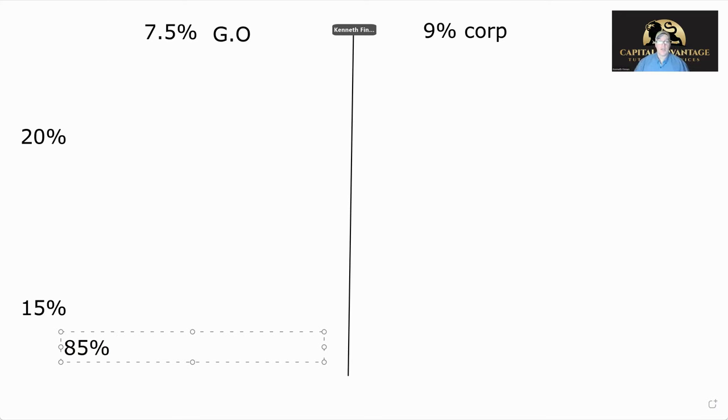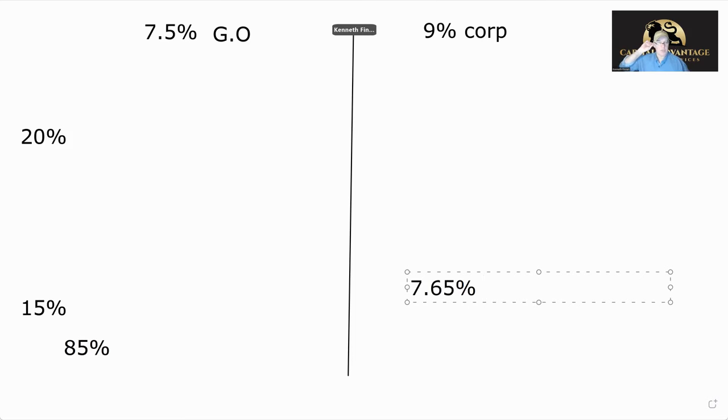So now you're just going to multiply the corporate times 85%. So let's do that. 9 times 0.85 equals 7.65. So if I bought a corporate bond and I'm in the 15% bracket, after taxes this works out to be 7.65%, which is slightly better than the GO. Okay, that's one way to look at it.